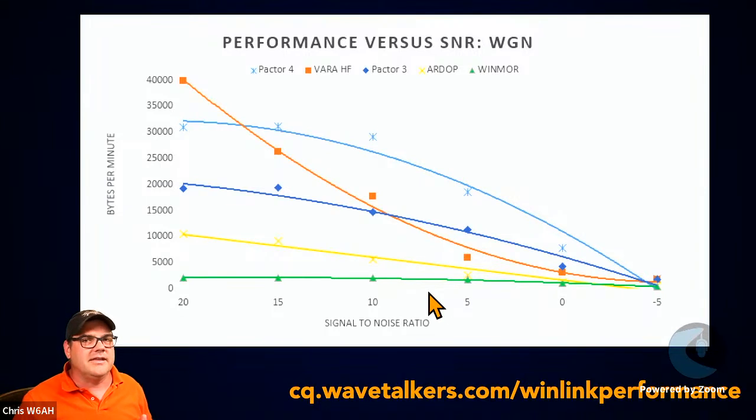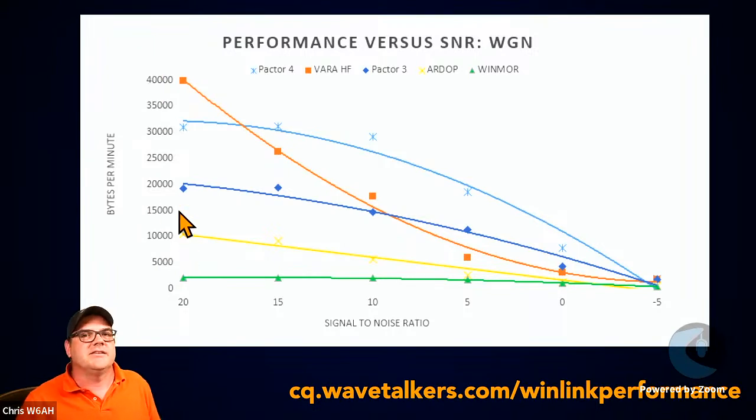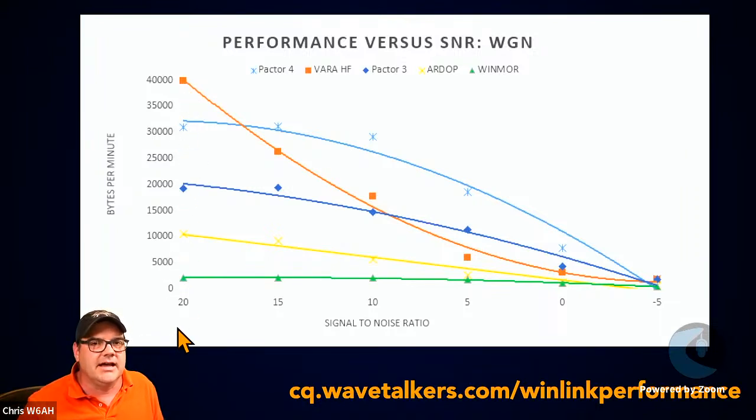But you can see on this, what we've got plotted down here on the x-axis is the signal to noise ratio. It starts off at 20, and it goes up to 0, and then it ends out here at -5. So this is a really good signal to noise ratio, great signal. And then we're getting closer and closer to even, and then we flip over to the other side here. And then on the y-axis, you've got the bytes per minute, and you can see Vara HF, when you're down here at a really good signal to noise ratio, is actually outperforming both Pactor 3 and Pactor 4.